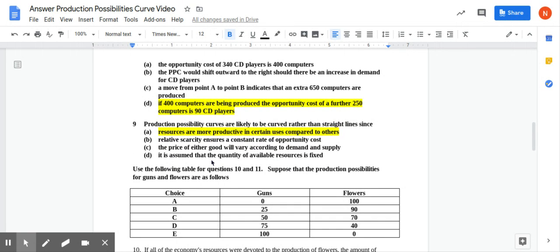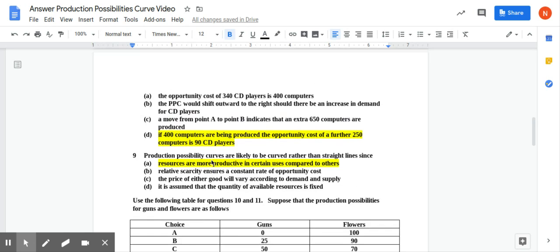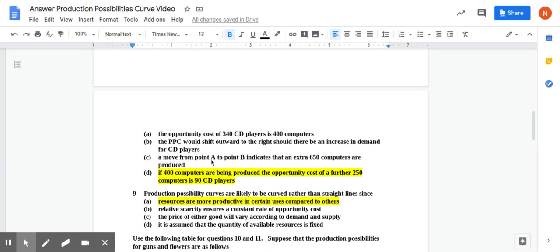Production possibility curves, number 9, are likely to be curved rather than a straight line since A, resources are more productive in certain uses compared to others. Go back to the video on that one, okay? Most of the time, your resources aren't going to be basically the same. So if I'm using land to produce corn and wheat, for example, we can still end up doing both. Therefore our curve will be straight.